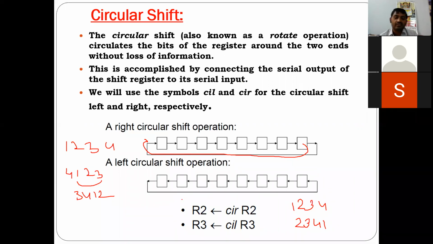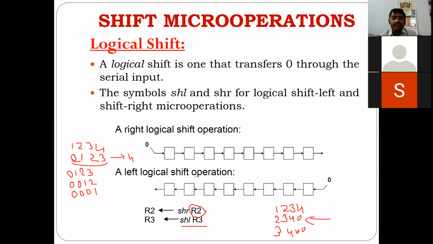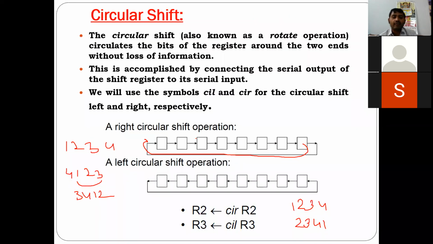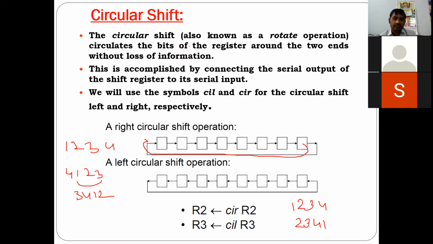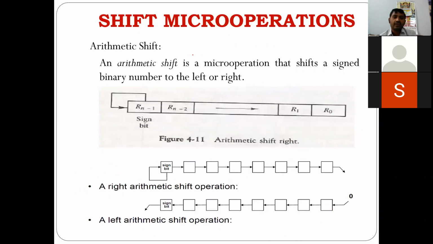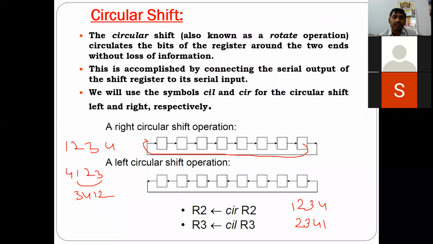Every time, the 5 marks question they will ask is: explain the shift micro operations with an example. Shift micro operations, what are they? Logical shift, circular shift, and arithmetic shift. These are the 3. Again, we have shift left and shift right, so 3 into 2, 6. You need to explain these 6 shift operations with an example.